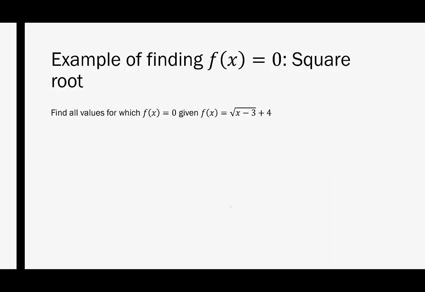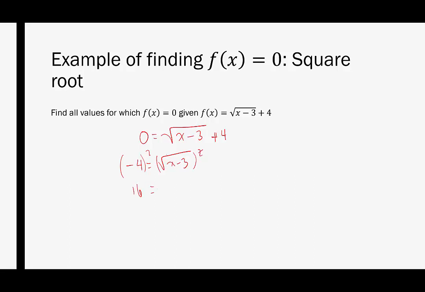Okay, in this example, we're going to look at finding the zeros of a square root function. So first, just like with everything else, we're going to replace f of x with 0. And then we're going to say 0 is equal to the square root of x minus 3 plus 4. We want to get the square root by itself, so we're going to subtract 4 from both sides. Then we get -4 is equal to the square root of x minus 3. Now that the radical is by itself, what we do is we square the entire left-hand side and the entire right-hand side. -4 quantity squared is 16.